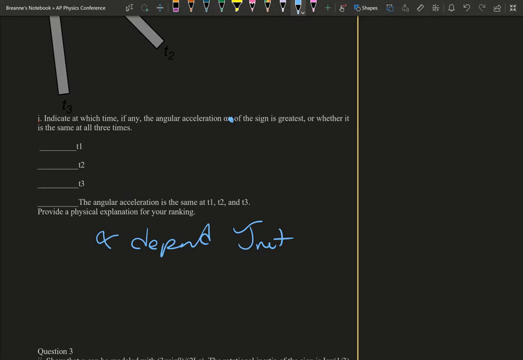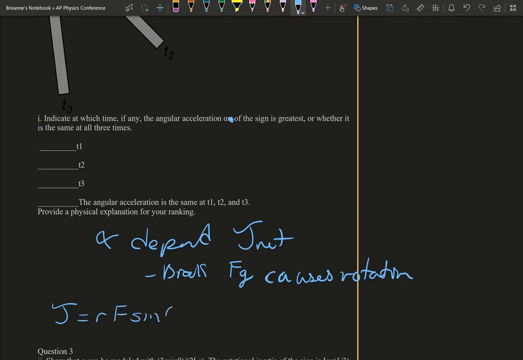So, when it breaks, again, it's that force of gravity that's causing it to rotate. Causes rotation. So that force of gravity is what's causing it to rotate. And we have our torque equals r F sine theta. You have to think about what's affecting.